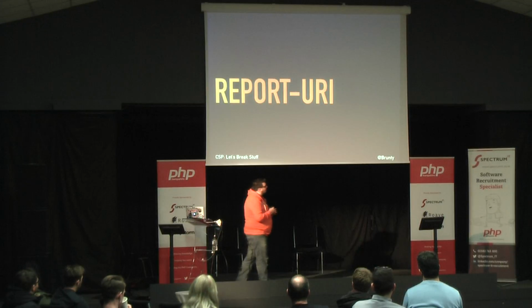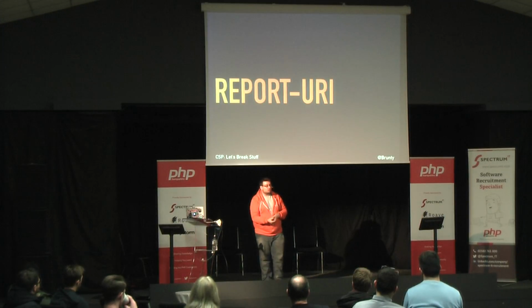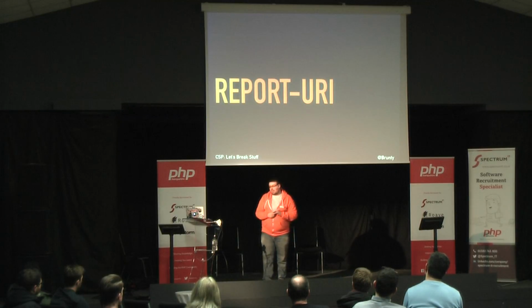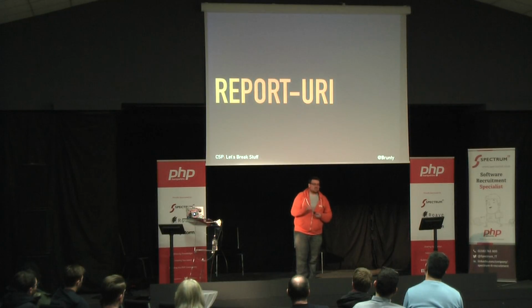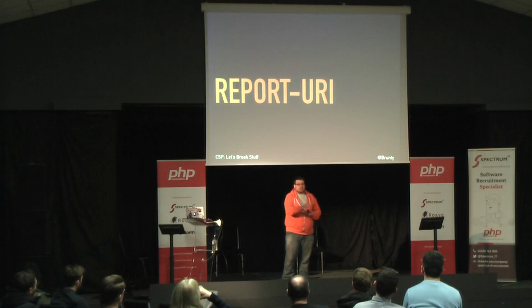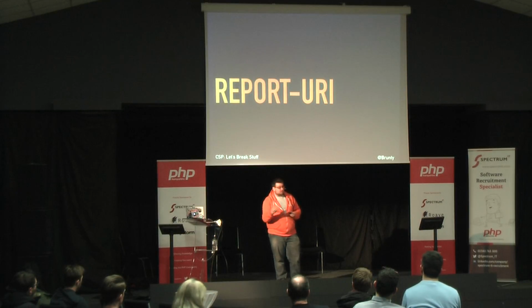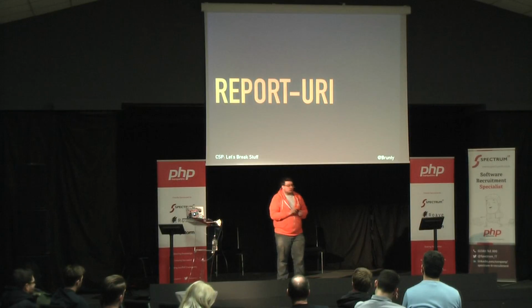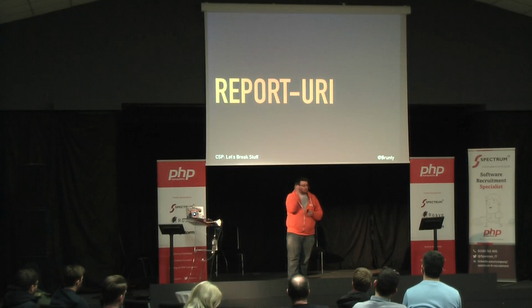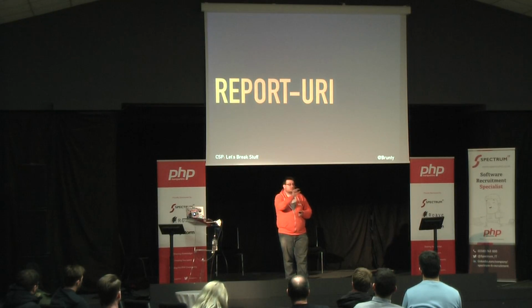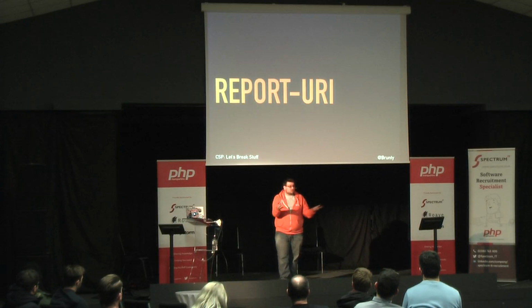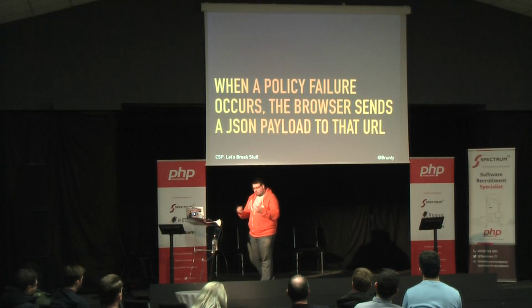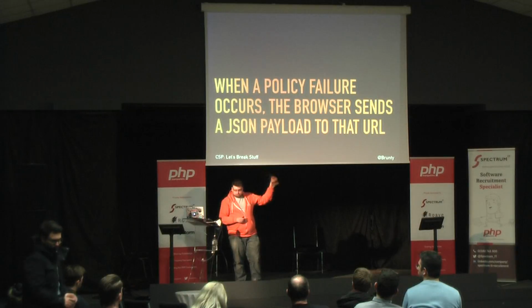I mentioned this previously. What this does is it allows you to send reports when a violation of your policy occurs. So you've got a policy that says don't allow inline scripts, and somehow an inline script gets on your website and it's executed. The browser would block that if it's enforced. And with the report URI, it would send a JSON payload to that endpoint that says, hey, this page was loaded, this is the content security policy you've got, this was violated, here's the script that did it. It gives you enough information to deal with it.